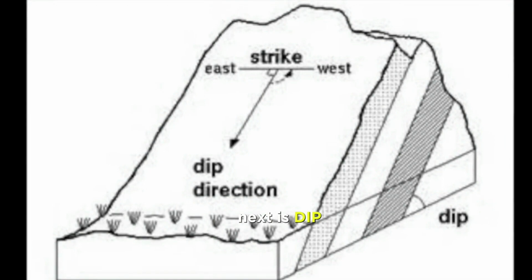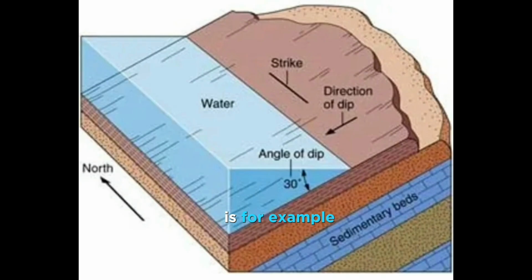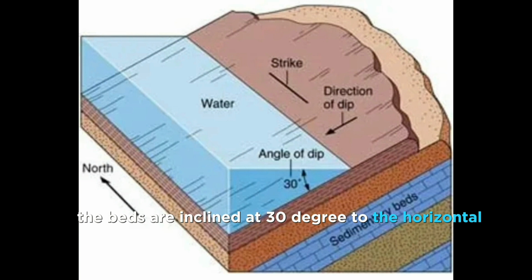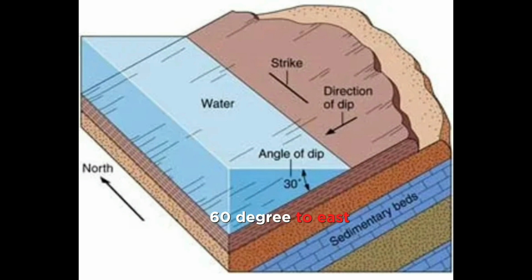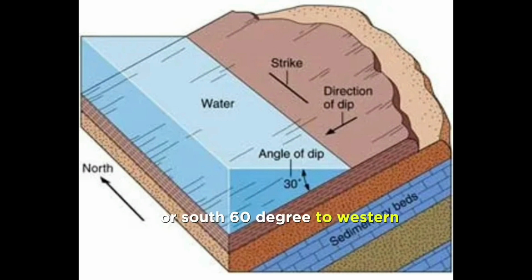Next is dip. The dip direction is the direction along which the inclination of the bedding plane occurs. The dip amount is the angle of inclination between the bedding plane and the horizontal plane. For example, if the beds are inclined at 30 degrees to the horizontal, their dip may be expressed as south 60 degrees to east, when the strike direction is north 30 degrees to east or south 60 degrees to west.